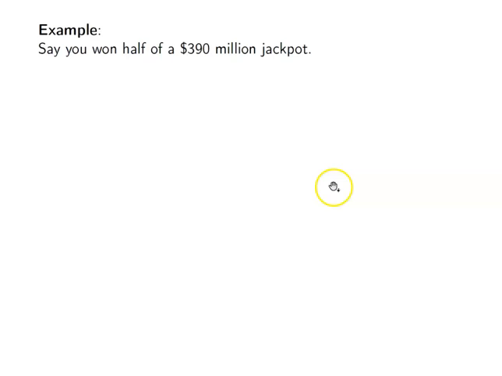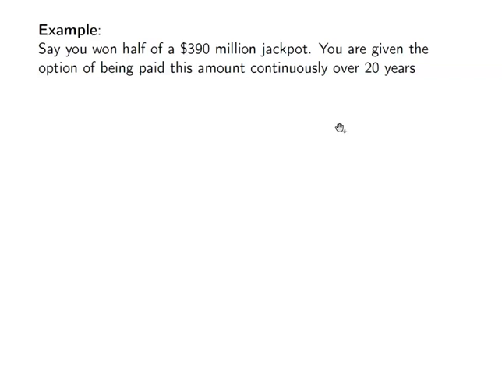So let's go ahead and do an example of this. Very similarly, let's say that we won half of a jackpot. Let's say that the jackpot is $390 million, and we won half of it by playing lotto scratchers or something, picking lotto numbers. We're given the option of being paid this amount continuously over 20 years. So every month you're going to get a check, or however they're going to do it. Over 20 years is a long time, and they're going to pay us continuously over this 20 years.